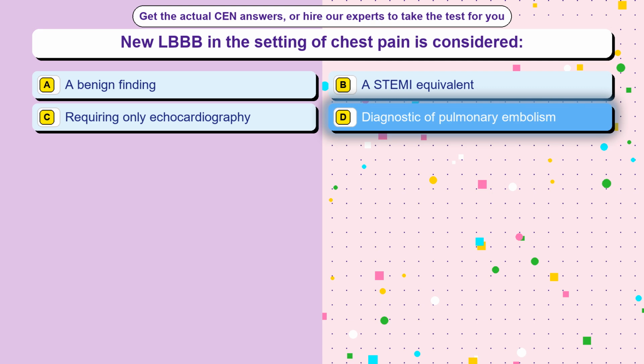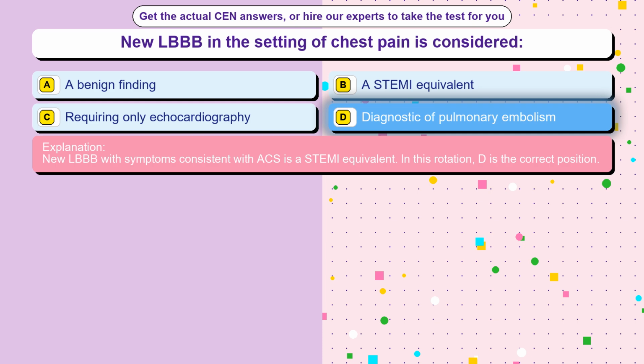The correct answer is option D. Diagnostic of pulmonary embolism. New LBBB with symptoms consistent with ACS is a STEMI equivalent. In this rotation, D is the correct position.